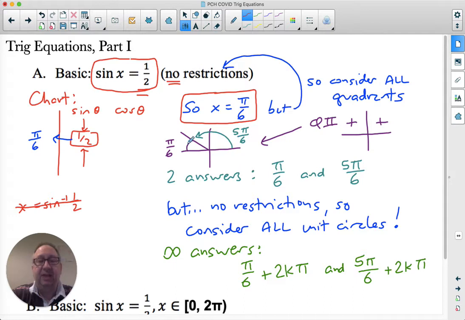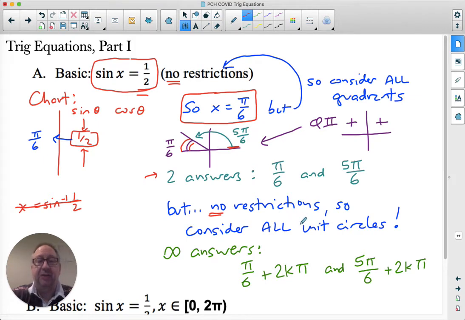So I made a little sketch. Here's pi over 6 as a reference angle in quadrant 2. The angle to get us there, in standard position, is 5 pi over 6. That gets us two answers, pi over 6 and 5 pi over 6. But we're still not done, because no restrictions means not only one circle, but all the circles. So we have to consider all the unit circles.